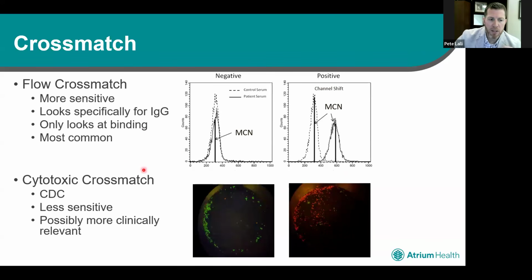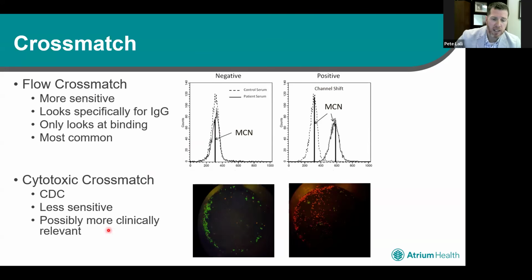There's the older method, the cytotoxic cross-match, which uses a complement-dependent cytotoxicity method. It's less sensitive, but in some cases, we still use this because it ends up being a little bit more clinically relevant. So even though a patient may have antibody, is it an antibody that's necessarily going to attack and kill those donor cells? And in some cases, the flow cross-match may be too sensitive to identify whether or not that's the case.